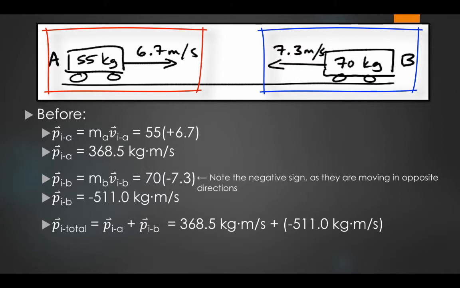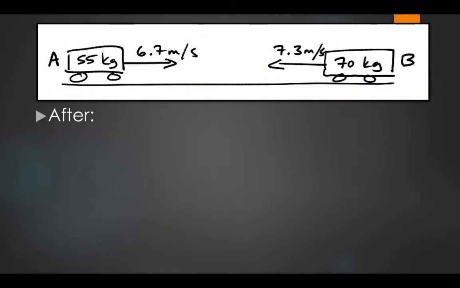The initial total momentum is the initial momentum of car A plus initial momentum of car B, which is 368.5 plus negative 511. The initial total momentum is negative 142.5 kilogram meters per second. After the collision, the final total momentum will also be negative 142.5 kilogram meters per second due to the law of conservation of momentum, which states that momentum cannot be gained or lost.